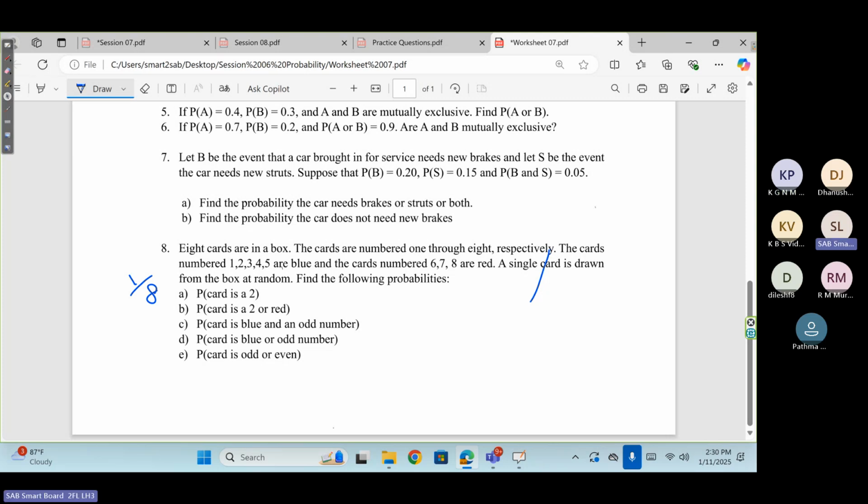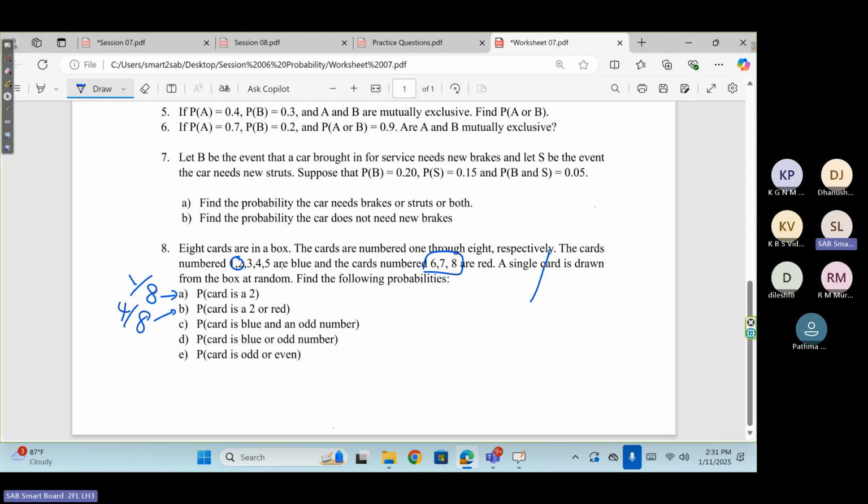Then next one, probability that the card is a 2 or red. It means if we select a card, the number is 2 or the card is red. How many red cards? 3, 6, 7, 8. Only one number 2 card is there. Then altogether, how many? There are no common elements. Then we can write 4 over 8 for the answer.